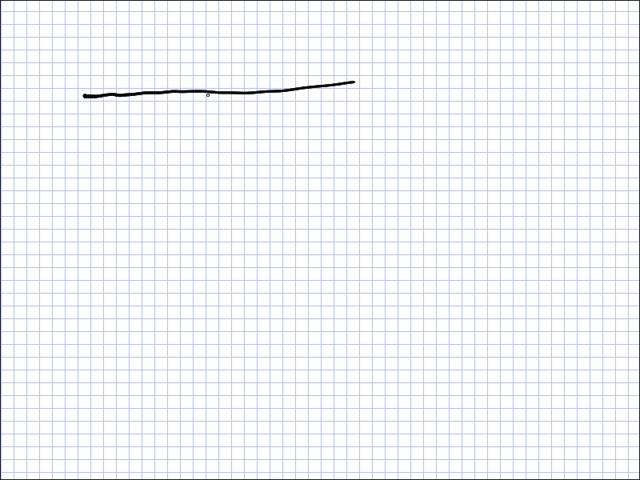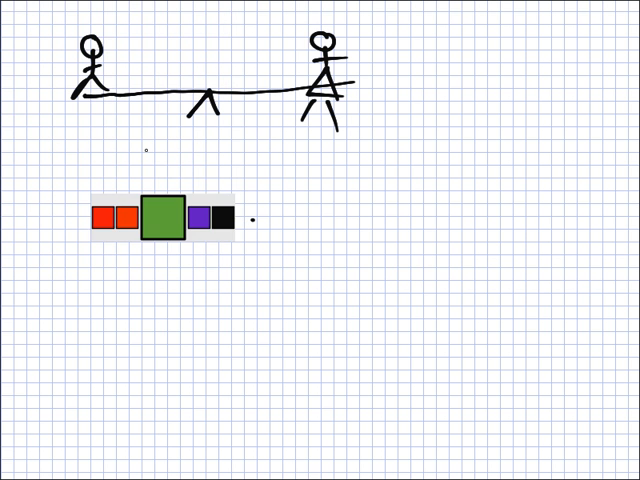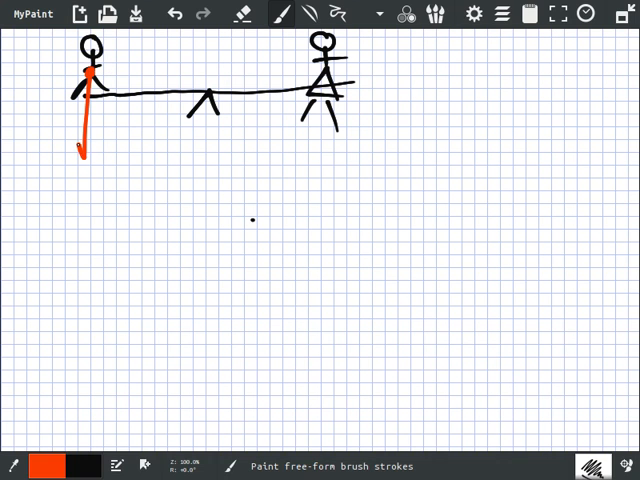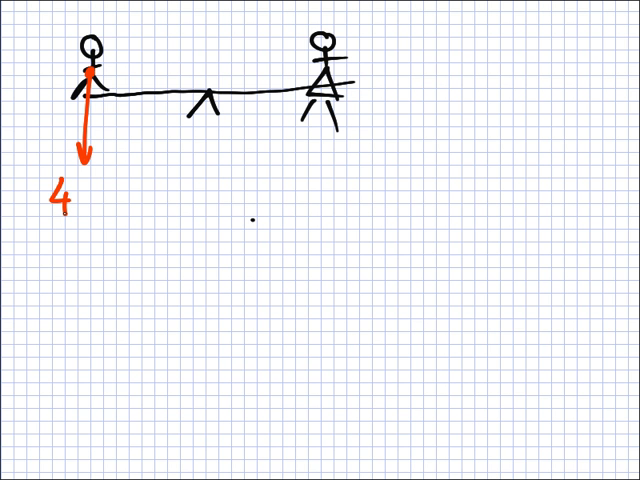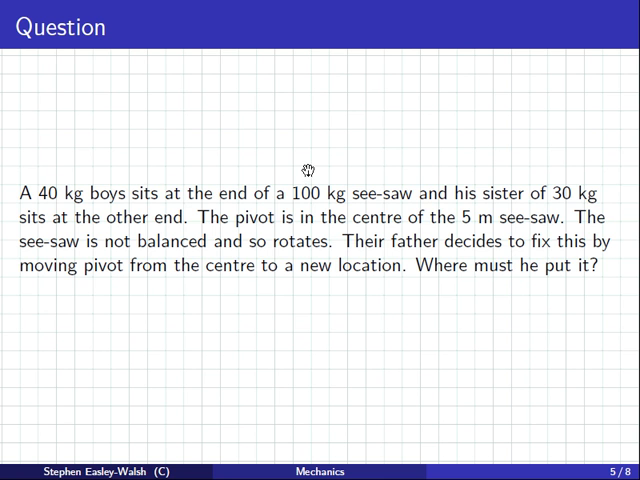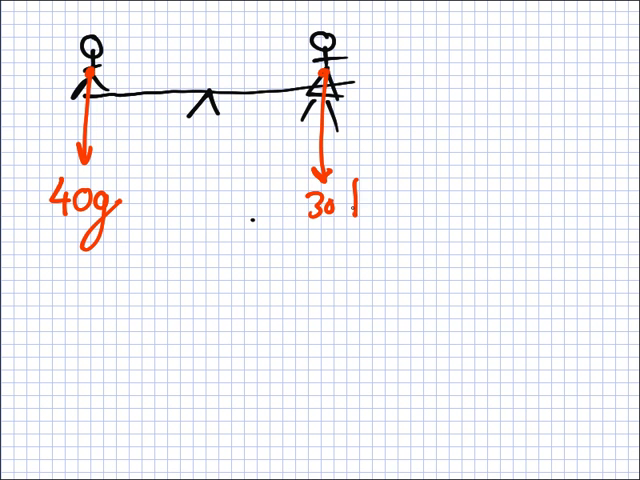You have the seesaw here. You have the boy here. You have the girl here. What did we say the boy's mass was? 40. So what's his weight? Well, 40 g. And what's the girl's weight? No, the girl is not 100 kilograms. 30 kilograms. And the seesaw is what weight? 100 kilograms. And the reaction is going to balance here with the seesaw. So these two here actually cancel, really.